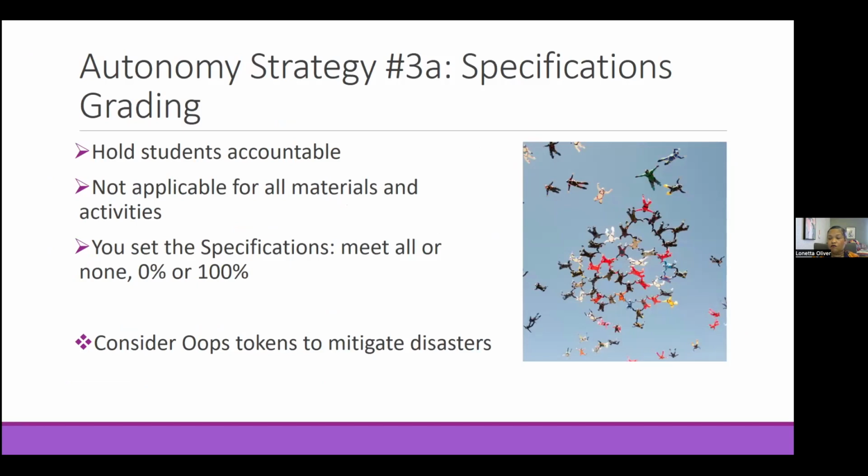Another strategy for building students' autonomy is to have what is understood or referred to as specifications grading. With specification grading, what you do is you set certain specifications for achieving proficiency with a learning outcome or with a concept. And what that does is help the students determine how far they want to go with certain things, and they already know what's required of them.